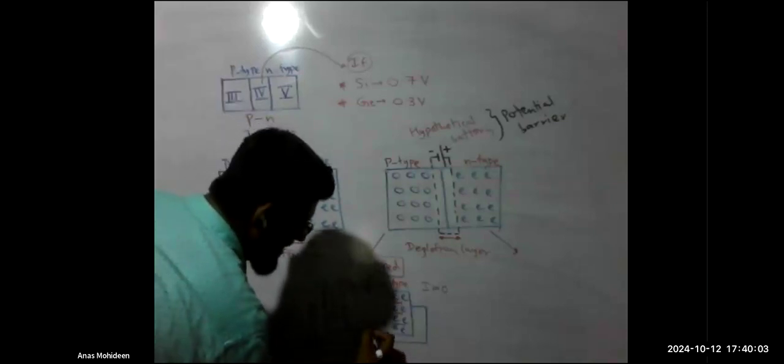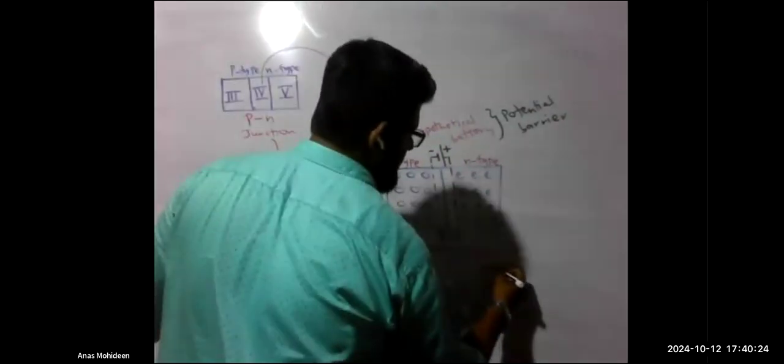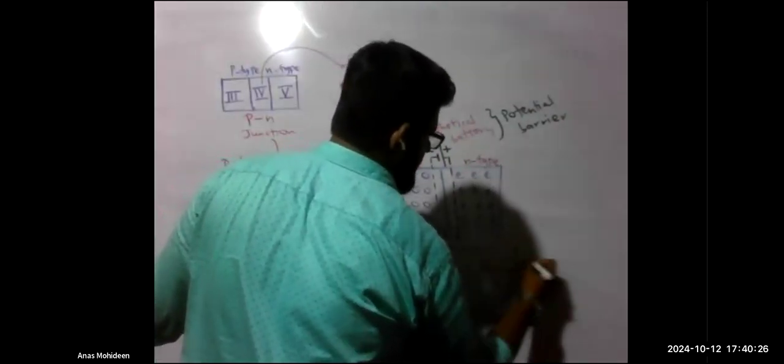I'll write here, this is the depletion region. Depletion region is increased. So in reverse biasing, because of the wrong connection, the depletion region broadens. It becomes broader. So no current passes.